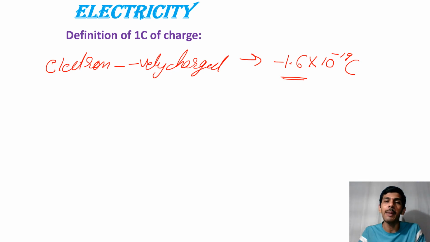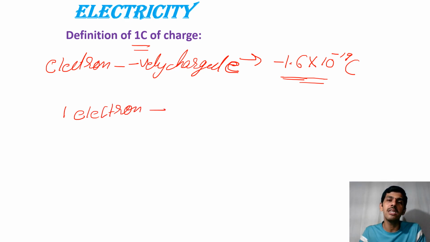We represent it by the letter small e. This is the letter we use to represent the electronic charge, minus 1.6 into 10 to the power of minus 19 coulombs. Now, our aim is to define 1 coulomb of charge. So we can directly define 1 coulomb of charge. How? In order to form this much coulombs of charge, how many electrons are needed? 1 electron is needed. That means 1 electron means how many coulombs?